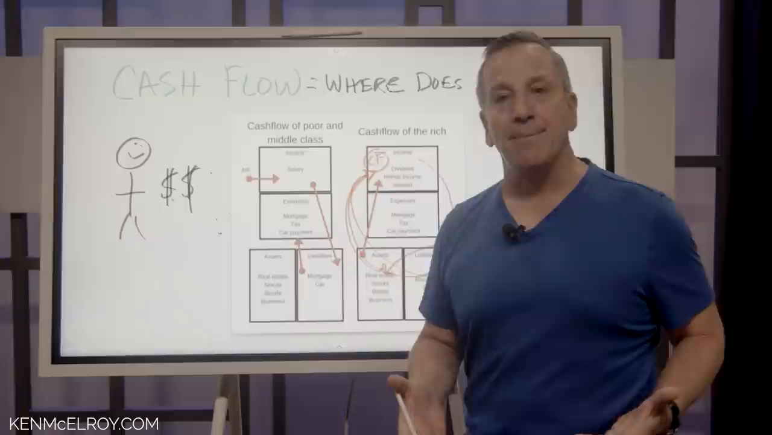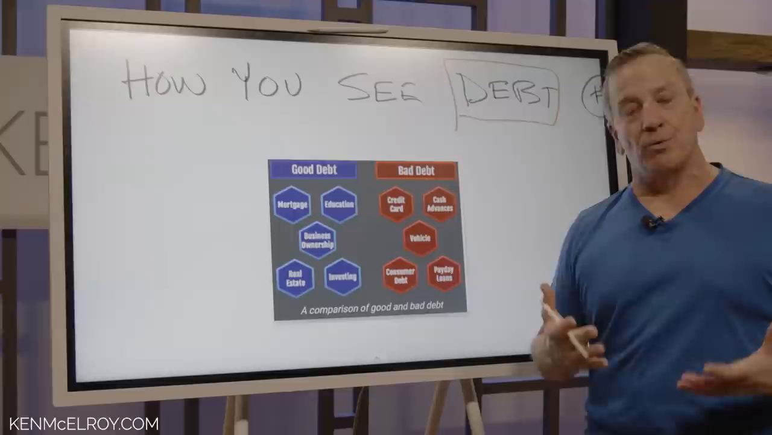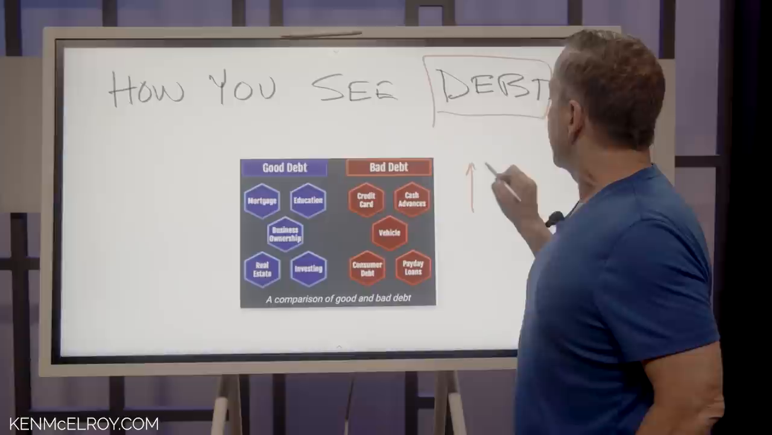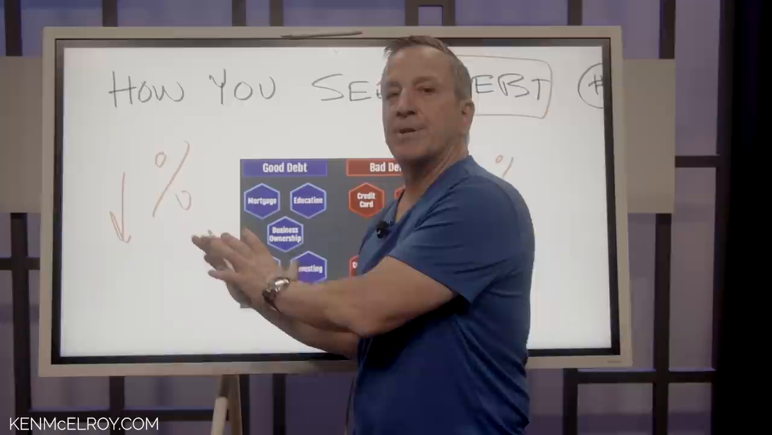And then the third pattern of the rich is how they see debt. Now, for a lot of people, debt is a bad word. And for me, it's a good word. Now, there is good debt and there's bad debt. And of course, bad debt are things like credit card debt, cash advances, vehicles in many, many cases, consumer debt, payday loans. These are great examples of bad debt. And so you need to understand the difference. Over here, you're going to pay high interest rates. Over here, you're going to pay a lot lower interest rates. Over here, you're going to have to pay them off yourself. And over here, in a lot of cases, you're going to have somebody else pay them off. So that's the difference between good debt and bad debt.